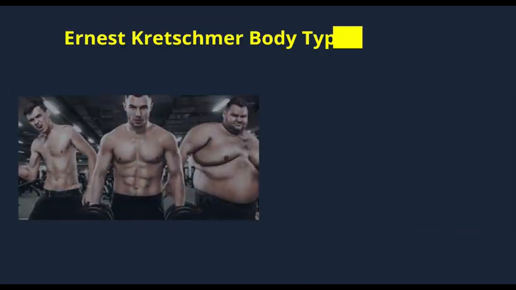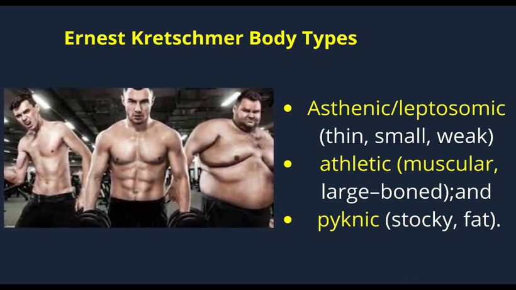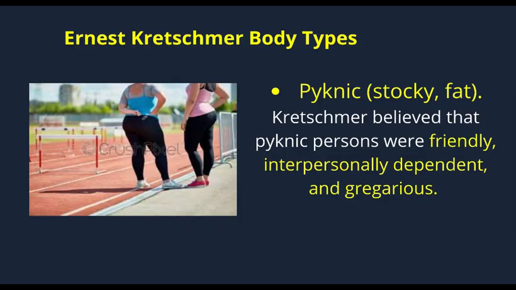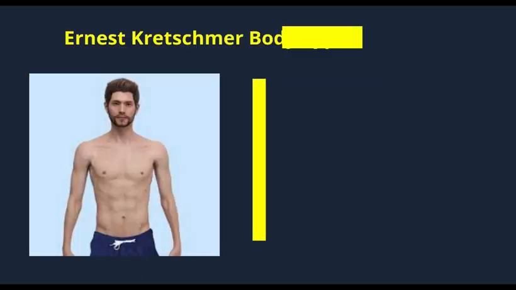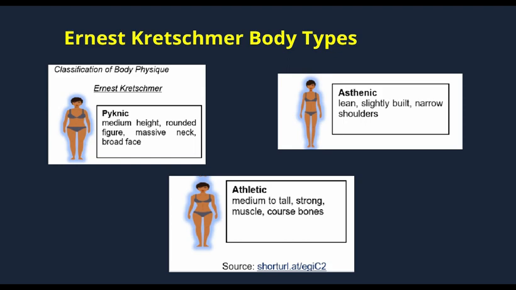Each of these body types was associated with certain personality traits and, in a more extreme form, psychopathologies. Kretschmer believed that pynic persons were friendly, interpersonally dependent, and gregarious. In a more extreme version of these traits, this would mean, for example, that the obese are predisposed toward manic-depressive illness. Thin types were associated with introversion and timidity. This was seen as a milder form of the negative symptoms exhibited by withdrawn schizophrenics. However, the idea of the association of body types with personality traits is no longer influential in personality theory.